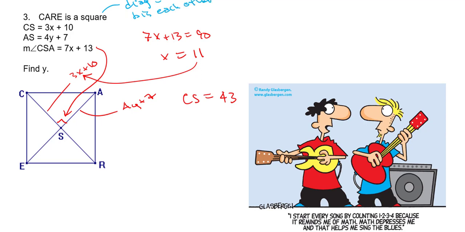So because of that, I know that CS and AS have to be the same. And so now I can say that 4y plus 7, which is AS, has got to be equal to 43, and I can solve for y. So y is going to be equal to 9.